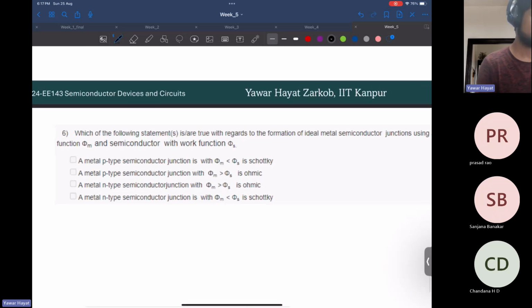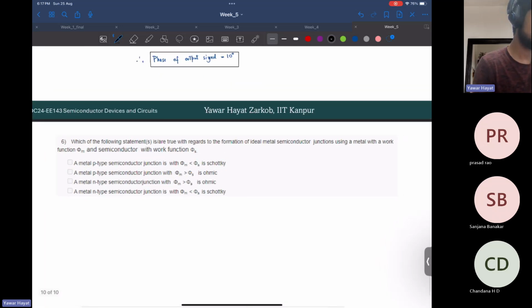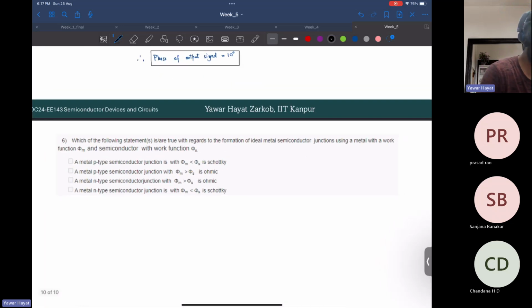Now we come to the last question, right? Question number 6. Which of the following statements is or are true with regards to the formation of the ideal metal semiconductor junctions using a metal with a work function phi m and a semiconductor with phi s? Okay, so this in fact is pretty straightforward, and I expect that you all should be knowing this, because this was recently taught by the professor.